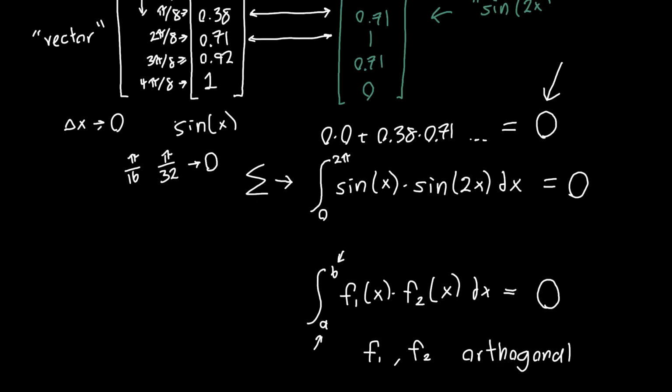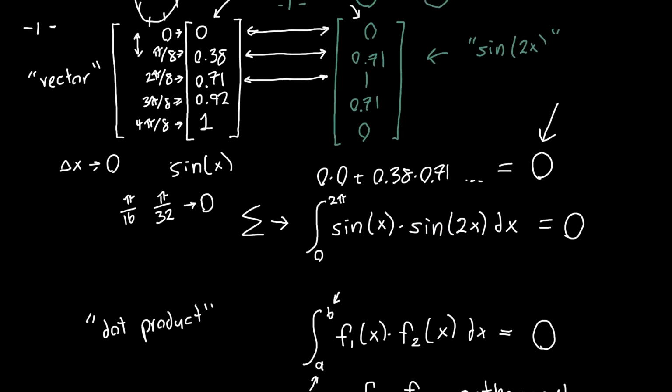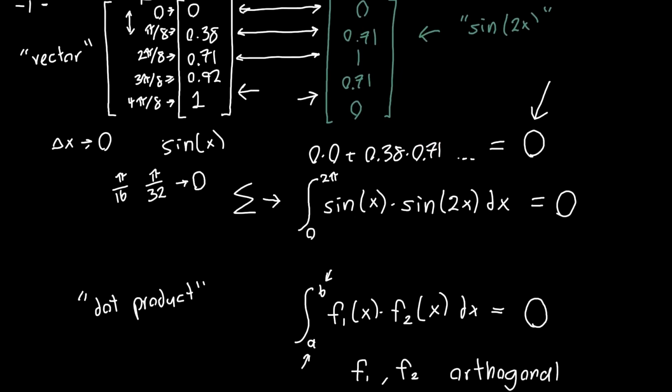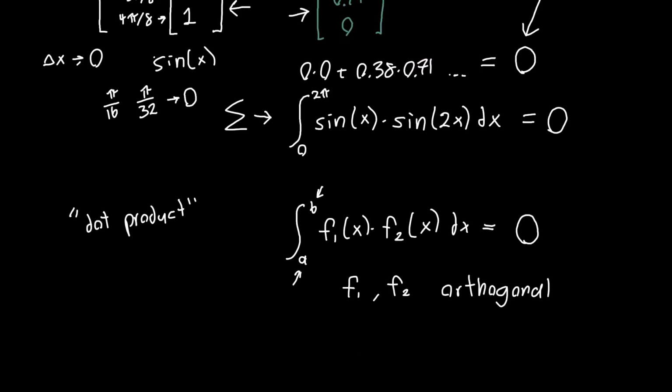And the way that we test for orthogonality is we take the two functions' dot product, or you can think of it as an infinite dimensional vector pointwise multiplied by another infinite dimensional vector, and then the values are summed up, and that's just an integral. So if this dot product is equal to 0, then the two functions are orthogonal.